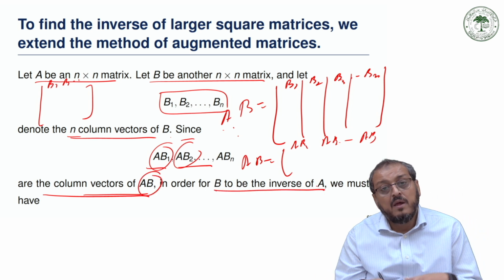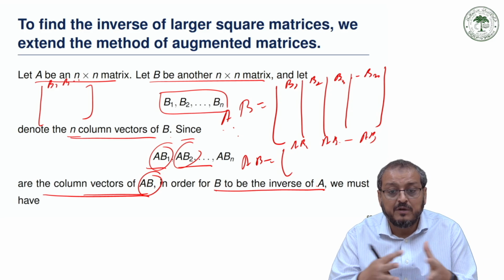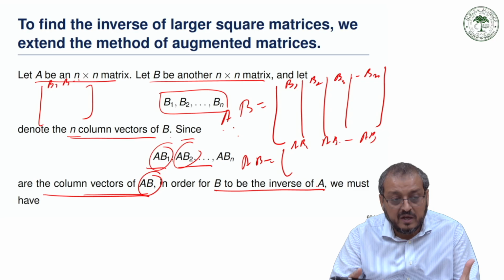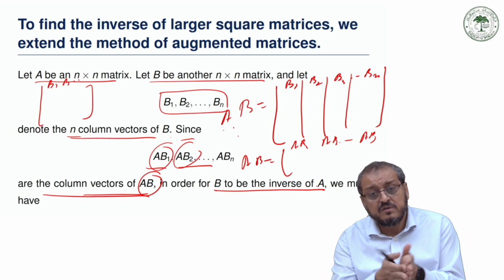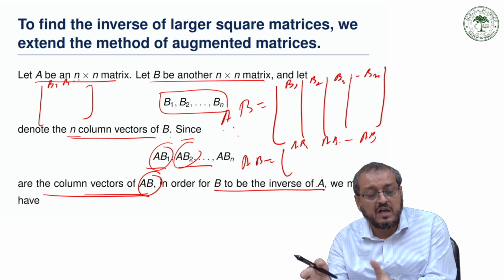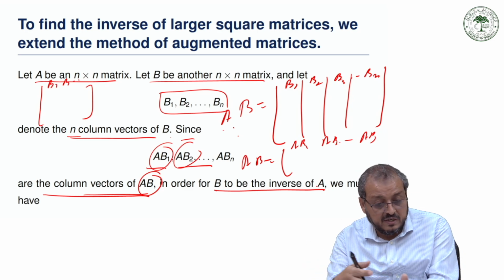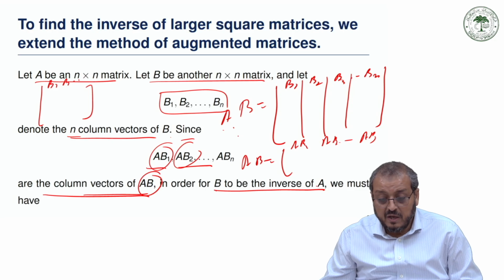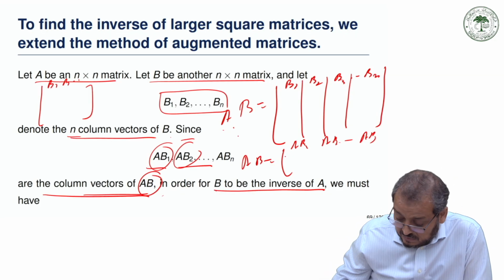In order for B to be the inverse of A, we assume that we are finding the inverse of A, that is, the inverse of the matrix A is B, where B is another n by n matrix, and we multiply A by this matrix. So these two are in this form. Now AB1 is in this form, so we have to form this.